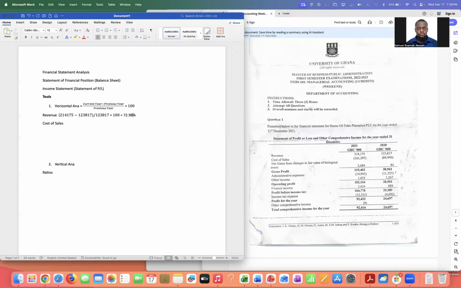So, sir, the 72.98%, is it growth in 2021 or growth in 2022? Let me be sure. Growth in 2021. We are looking at 2021 as against 2020, right? So the revenue that the firm generated in 2021 grew at 72.98%, as against the previous year. Is that okay? We don't have 2022 figures yet, so we cannot talk about 2022.